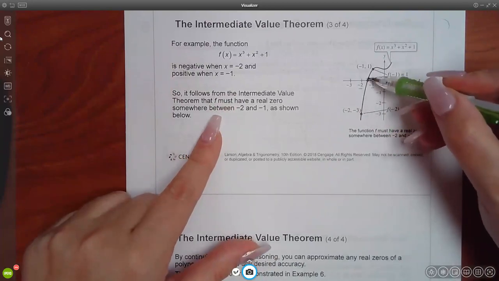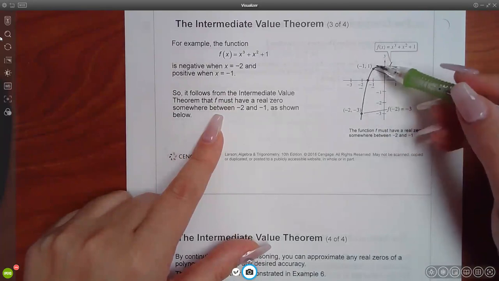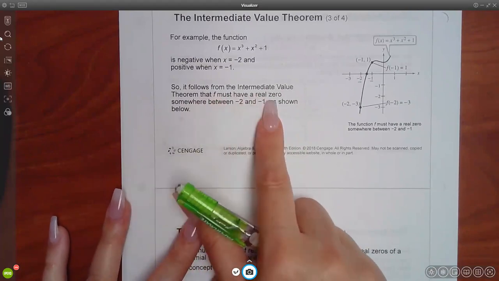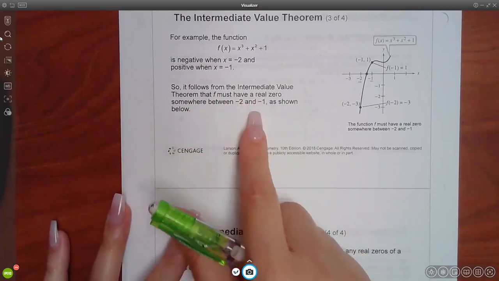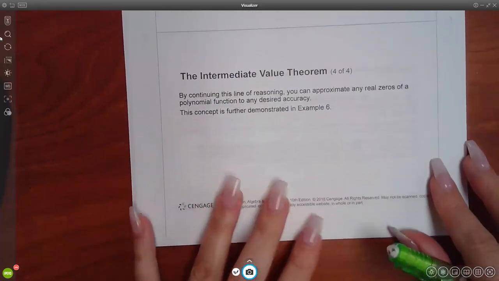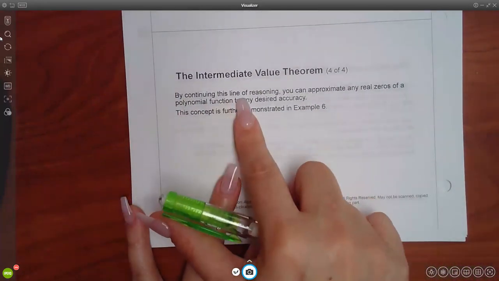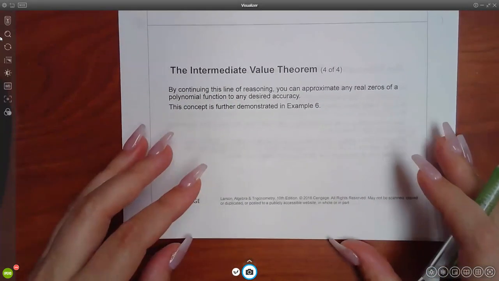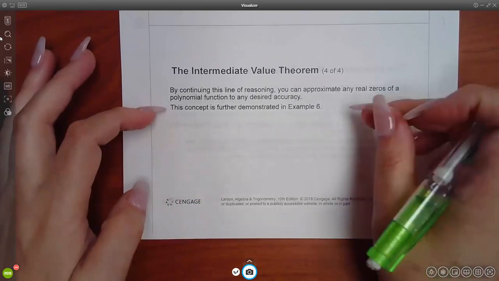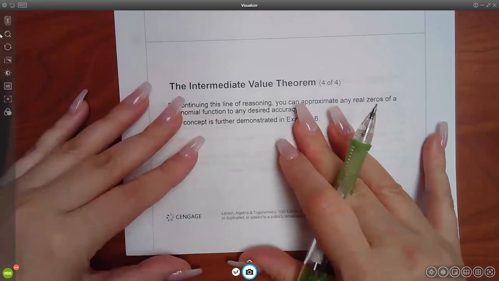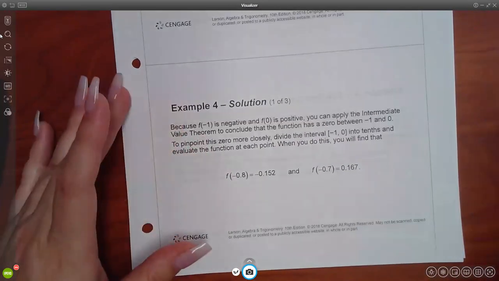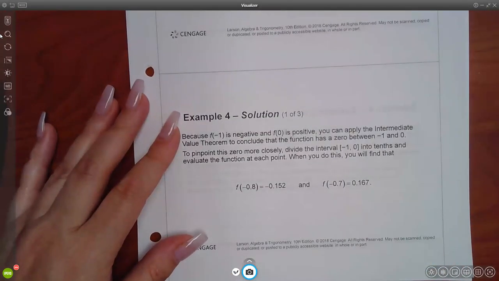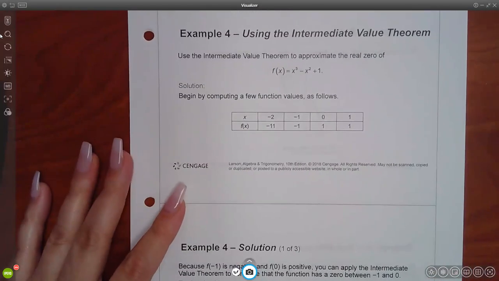Now, whether it does a bunch of little turns in there or not, I don't know, but it does have to connect. And it says that the intermediate value theorem tells me I must have an x-intercept somewhere between those two numbers, at least one, okay? And it says, by continuing this line of reasoning, you can approximate any real zeros of a polynomial function to any desired accuracy. This concept is further demonstrated in example 6. Do we do this? We don't call it example 6, we call it example 4. I think I removed some stuff from this section that we're not gonna cover.